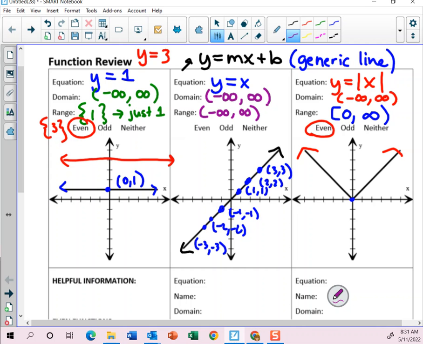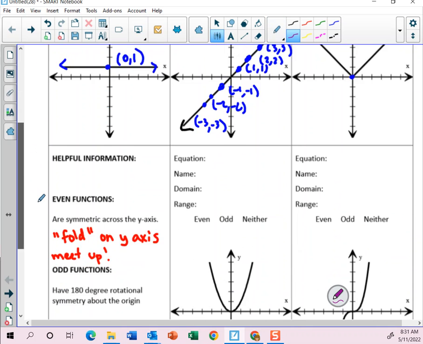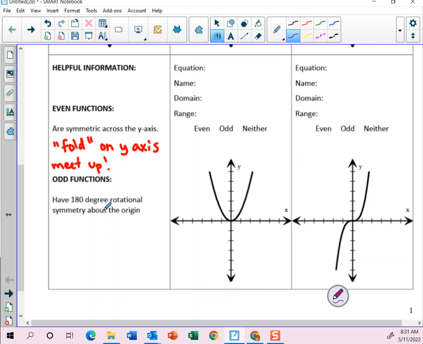But this line, specifically the y equals x line, is an odd function. Now, the geometry way to describe an odd function is that it has 180-degree rotational symmetry around the origin. I hate geometry.